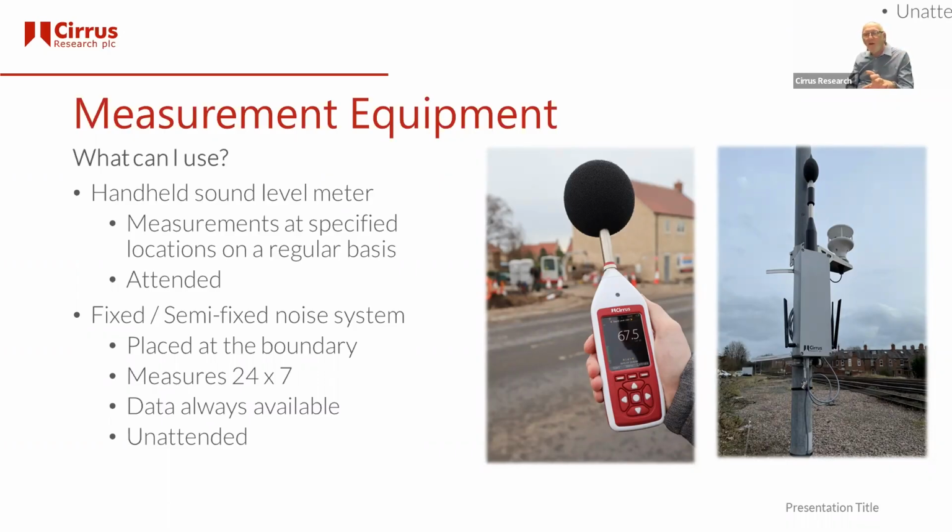And that's where the second option comes in, fixed or semi-fixed noise systems. There's an example there of a noise monitor put on a lamppost, in a specific position. So these are placed at the boundary in the positions that you've identified. They will measure 24/7, and that's the beauty of it. So yes, it's measuring during the night when you're not working, but it's just measuring levels constantly. So you're not missing anything during the day, you're not missing anything on weekends, etc.